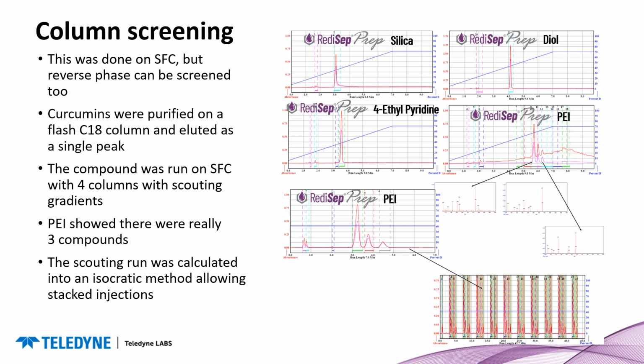This is an example of a column screen. This is a natural product isolated from cumin root and purified with a flash C18 column as a single peak. A column screen was run and the compound looked like it was pure until the PEI column was run on the SFC system. This showed 3 peaks and each was a different compound as per the mass spectrum. The scouting runs show which column was best for the final purification of these compounds, and an isocratic method was calculated from the scouting run for the first eluting major compound, and the solvents can be screened as well.